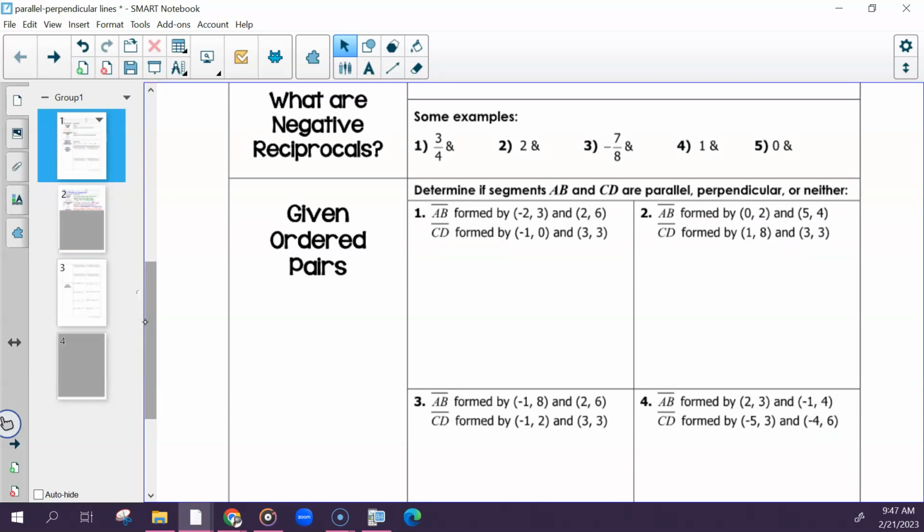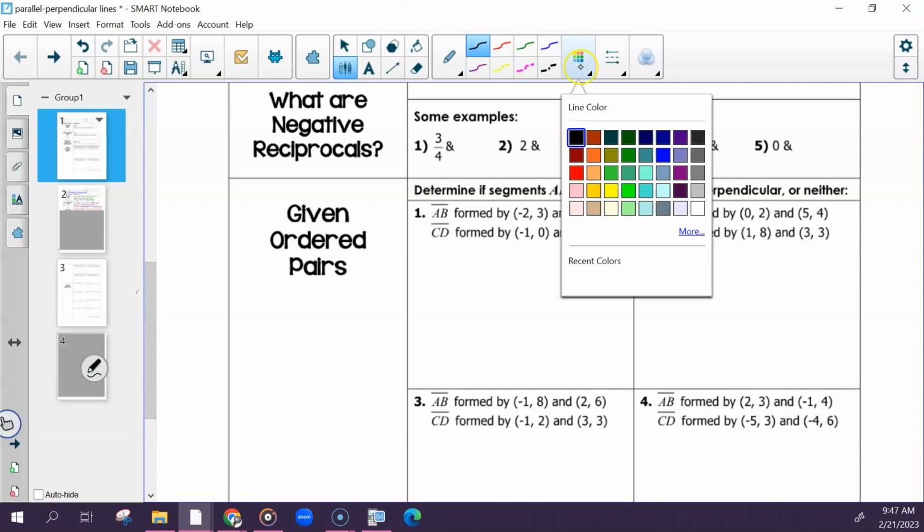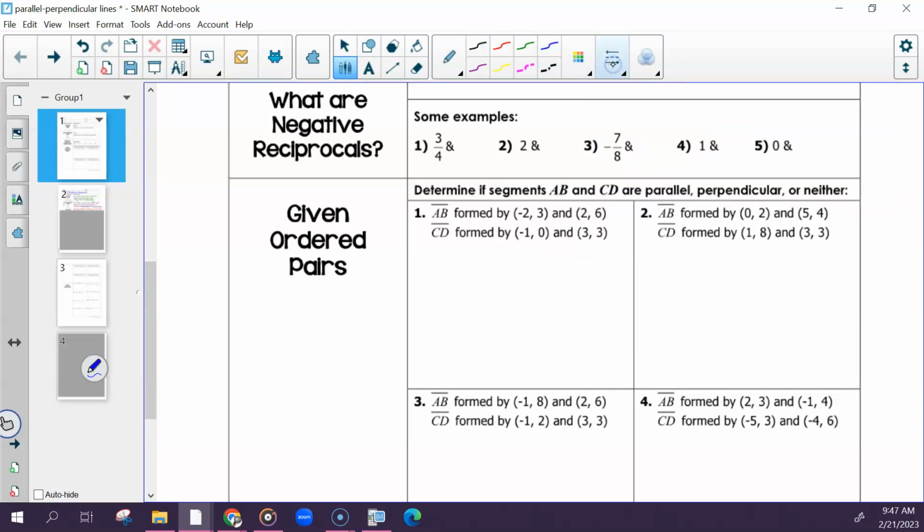Alright, so if we had to find the negative reciprocal of 3/4, what would that be? So flip it, and it was positive, we have to make it negative. So -4/3. What would the negative reciprocal of 2 be? -1/2. Negative reciprocal of -7/8? Positive 8/7.